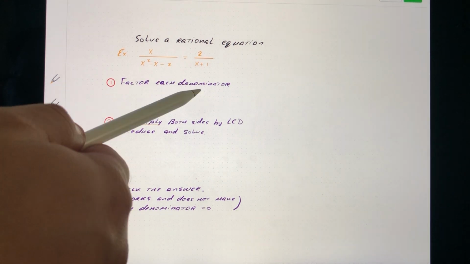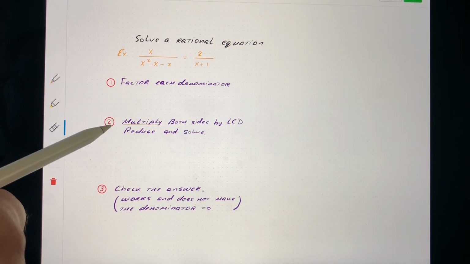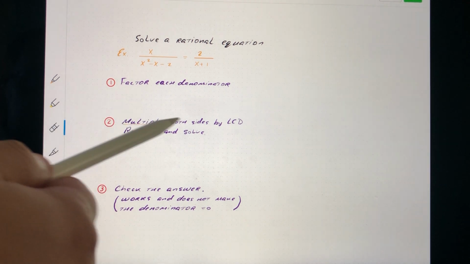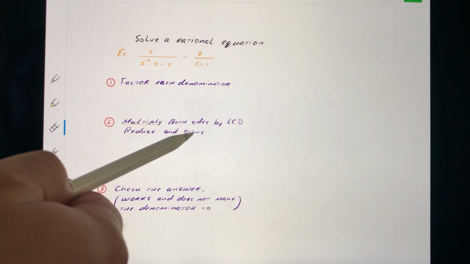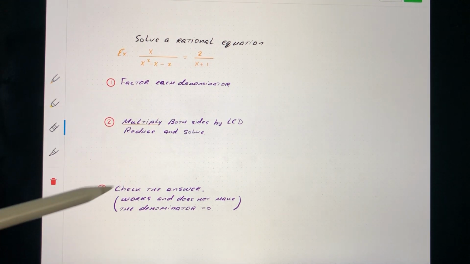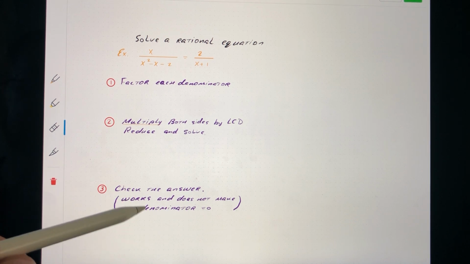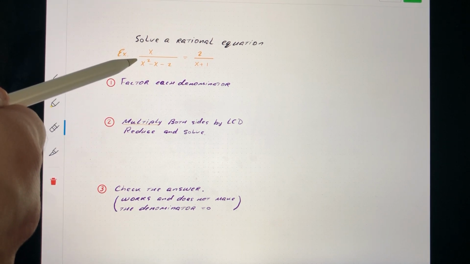First is factor each denominator, then we find the LCD and we multiply both sides of the equation by the LCD. We reduce and solve whatever is left. Then we check our work by plugging the answer back into the original.